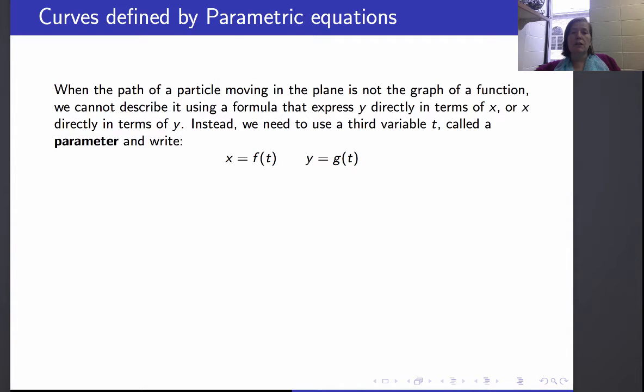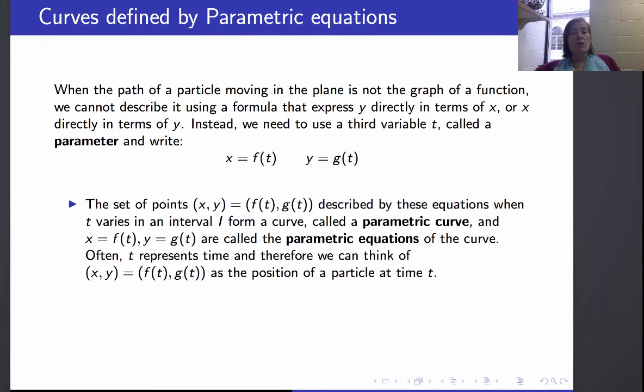And of course it's very natural to think of t as time here, and the position of a particle at time t requires two coordinates to describe it, and it also varies as time varies. So given equations such as these describing a path, the set of points (x, y) equals (f(t), g(t)) for all t in some interval I form a curve, and that curve is called a parametric curve.